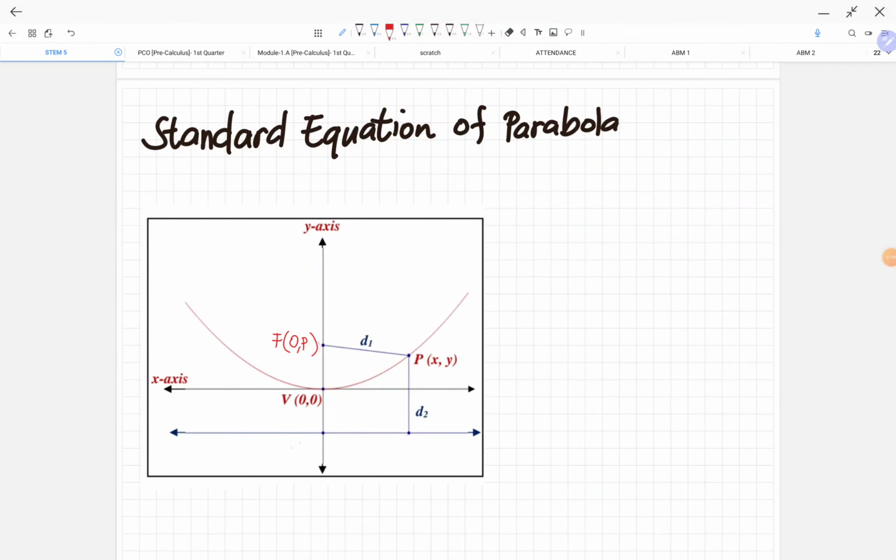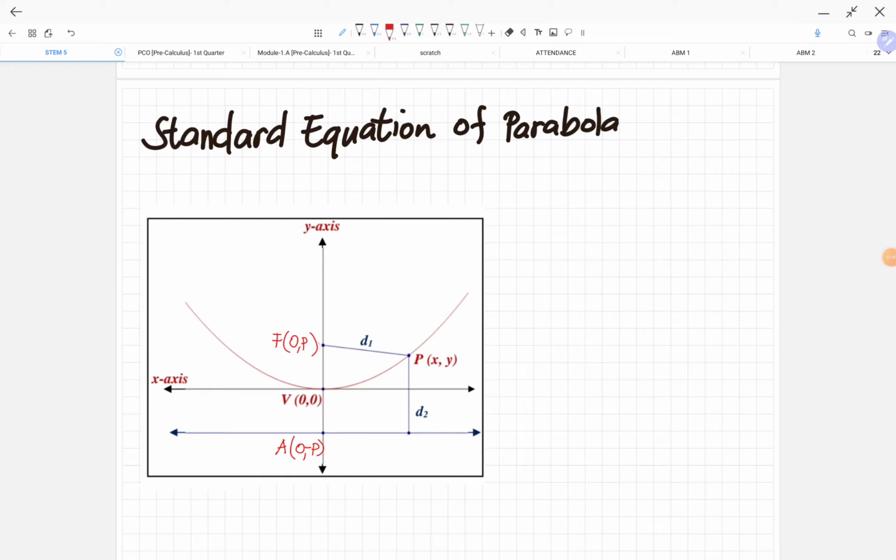And again, as I mentioned, based on the definition, the distance from the focus to the vertex is equal to the distance of the vertex from the directrix. So therefore, this point, say point A, has coordinates, it is p units below the vertex, so it will have coordinates (0, -p).